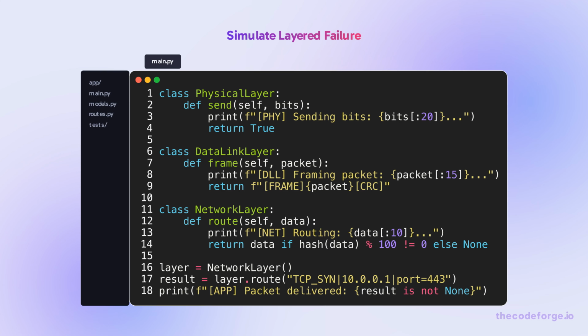This code simulates a layer 3 failure with 1% packet loss. The application sees a timeout, but the root cause is at layer 3. Always identify which layer actually failed before touching configs.